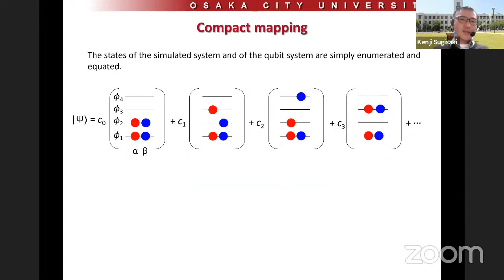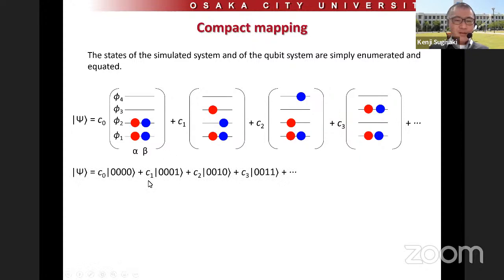So here, the states of the qubit system are simply enumerated. Let's think about the Slater determinant expansion here. We just write that this determinant corresponds to the 0000 state, this determinant is assigned to the 0001 state, and this determinant is assigned to the 0010 state, and so on.